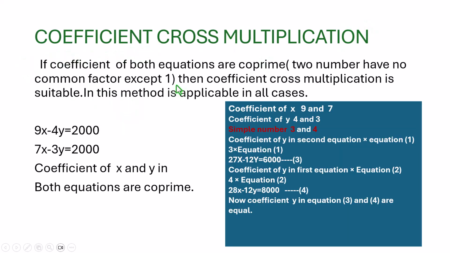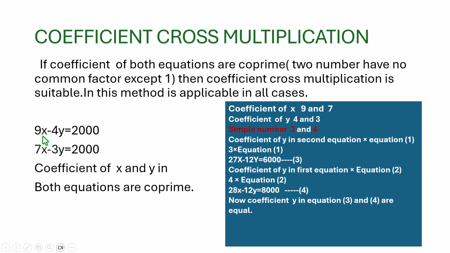Next, coefficient cross multiplication. If the coefficients of both equations are co-prime, which means two numbers have no common factor except one, then coefficient cross multiplication is suitable. This method can be applied to all types of pairs of linear equations. Here 9x minus 4y is equal to 2000 and 7x minus 3y is equal to 2000. See, the coefficients of x and y in both cases are co-prime, no common factor. 9 and 7, no common factor except 1. 4 and 3, co-prime, no common factor except 1.